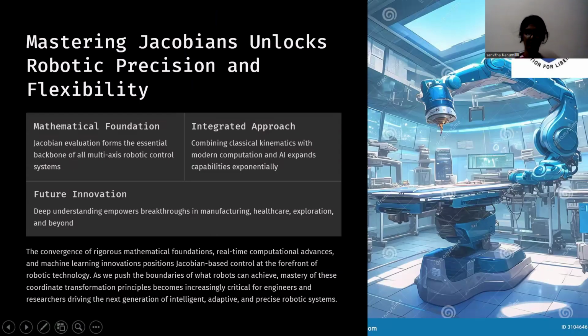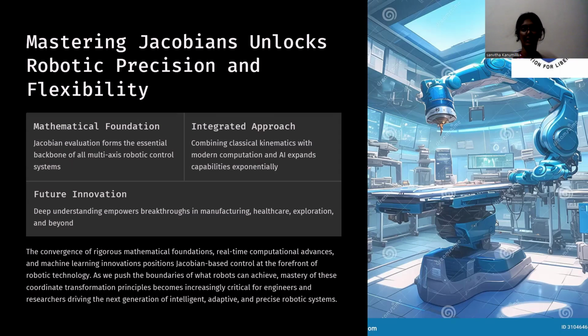So, next topic: mastering Jacobians unlocks robotic precision and flexibility. The mathematical foundation is that Jacobian evaluation forms the essential backbone of all multi-axis robotic control systems. An integrated approach combining classical kinematics with modern computation and AI expands capabilities exponentially. For future innovation, deep understanding empowers breakthroughs in manufacturing, healthcare, exploration, and beyond.